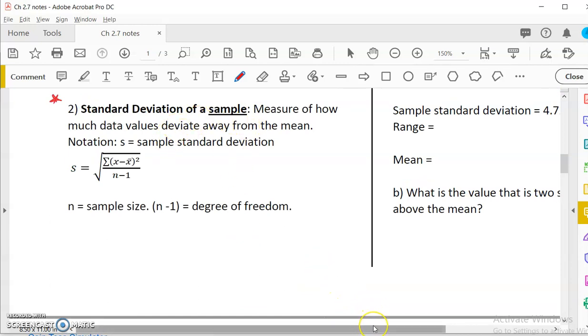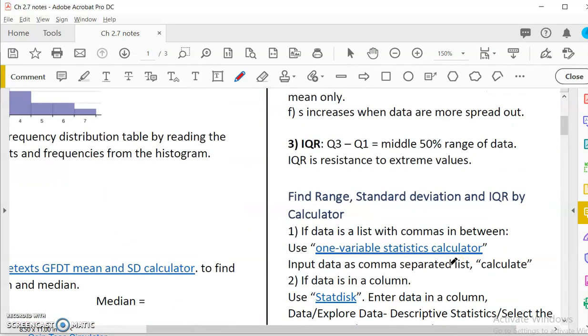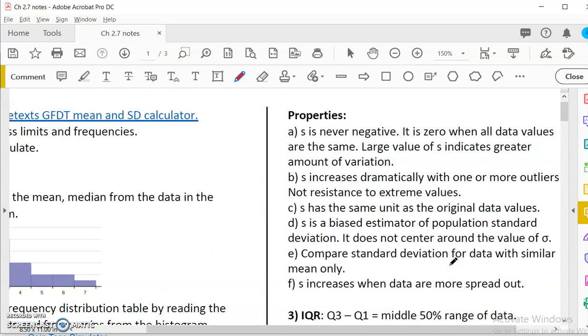It tells you how far each data value is from the mean. So on average, it tells you how spread out the data are. Okay, so there are a lot of properties of S. The symbol for the sample standard deviation is S. First, S is never negative, because once you square a number and then take the square root, it's still positive. And when all the data values are the same, the mean is the same, so when you subtract the mean, it's all zero. Zero means they don't vary. It's the same number. If you have a large value of S, that means the degree of variation is large.